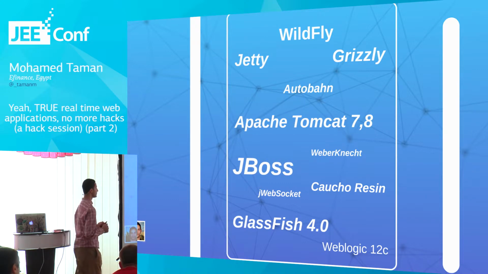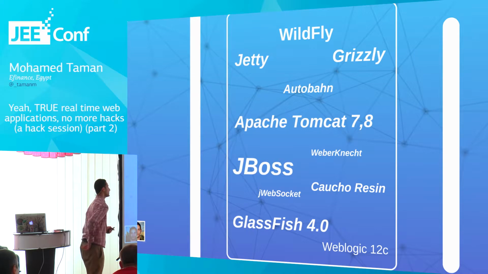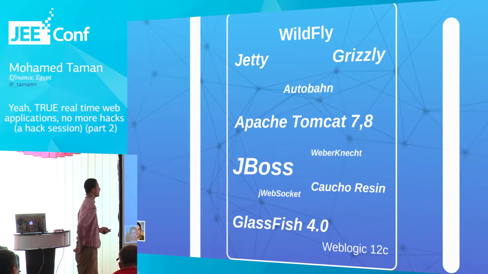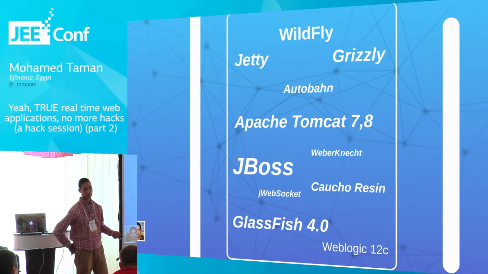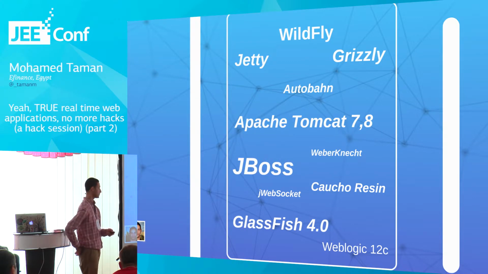We have, this is JBoss application server. We have Jetty, we have Grizzly, we have Undertow, we have Apache Tomcat 7 and 8, web profile. We have these servers, and the most interesting for sure GlassFish version 4, because this is the reference implementation for the Java EE specification, and it should support all the APIs introduced under its specification.